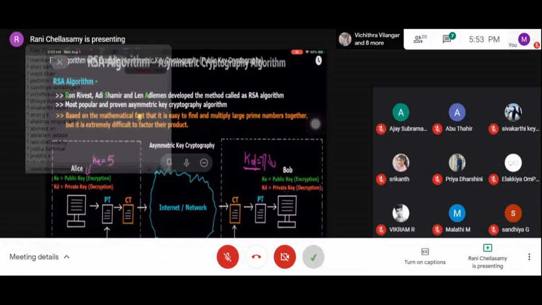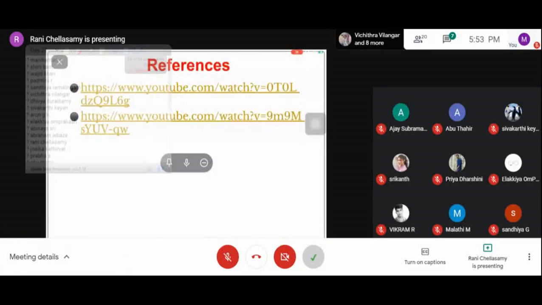So I have wound up one algorithm in today's session. These were the references used for preparing the slides. You can also work out some other problems. You can search on the net and work them out using the algorithmic steps I have taught in this session.